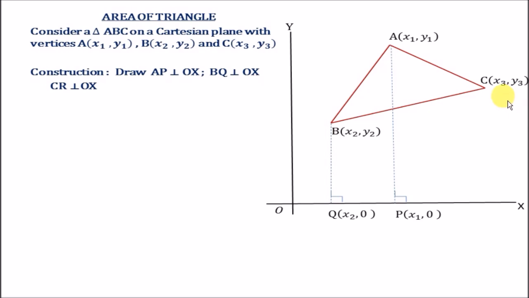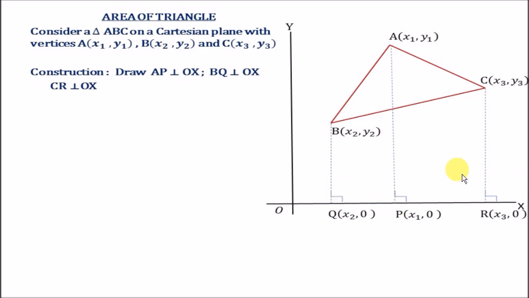Finally, we will draw CR perpendicular to OX. So similarly, the coordinate of R will be (x3, 0). As it is on the x-axis, the value of the y coordinate will be 0. And since CR is falling perpendicularly on the x-axis, the x coordinates of C and R will be the same. So after these constructions, we have got a combination of figures comprising mostly of trapeziums. Remember, a trapezium is a quadrilateral in which a pair of opposite sides are parallel.